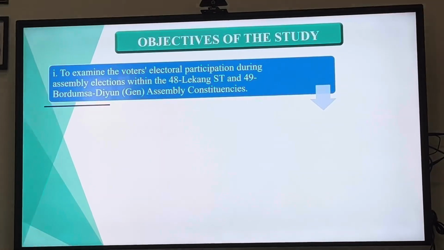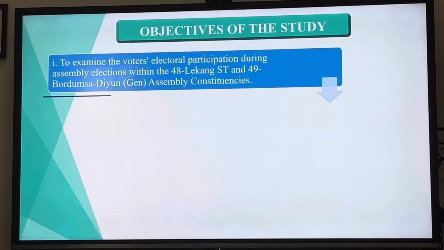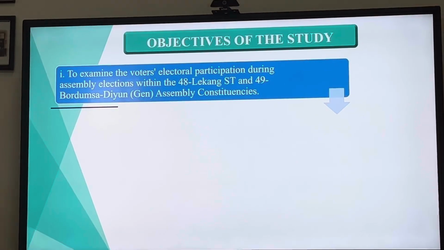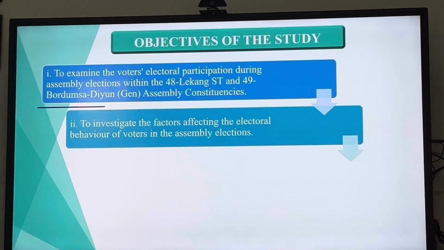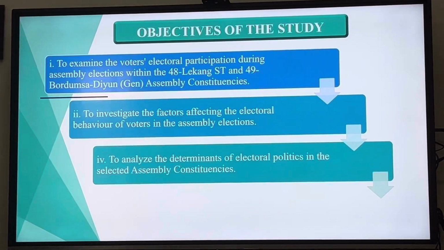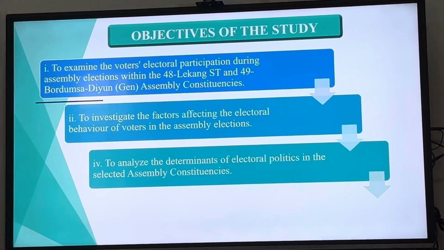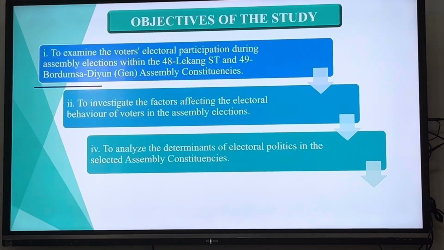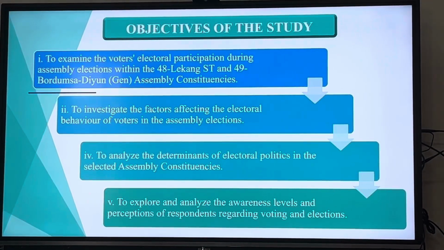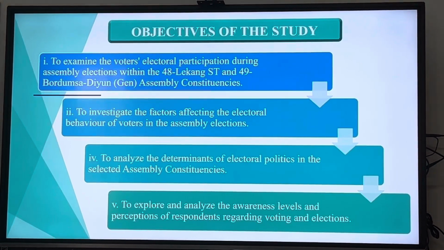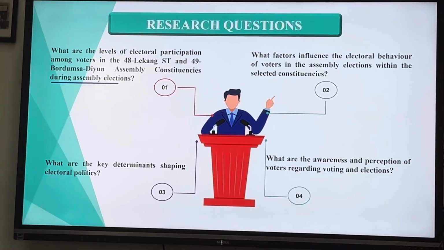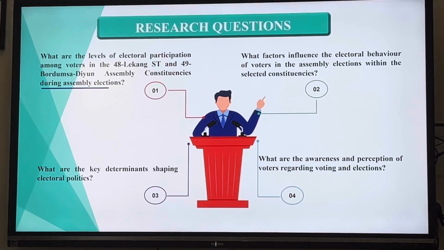Objectives of the study: the first objective is to examine the voters' electoral participation during assembly election. The second objective is to investigate the factors affecting electoral behavior of the voters. Third objective is to analyze the determinants of electoral politics in the selected constituency. And the last objective is to explore and analyze the awareness level and the perception of voters regarding voting. Based on this, these are the research questions.